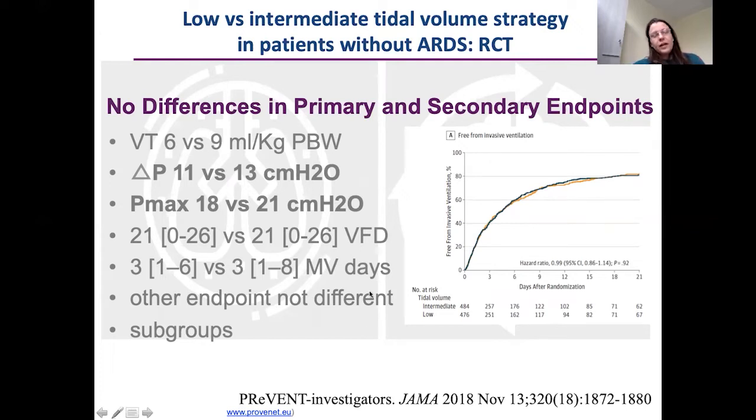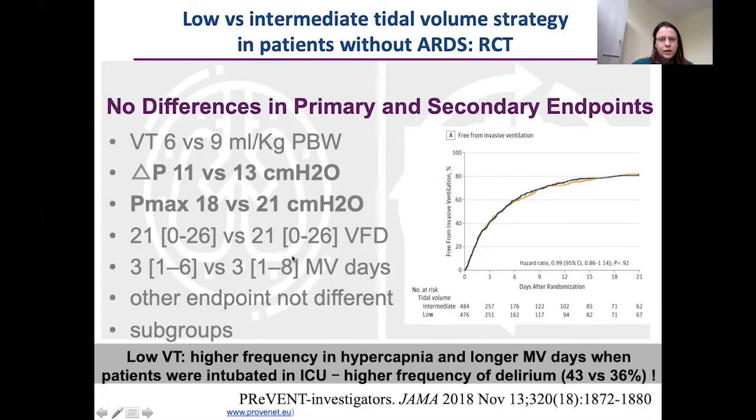This is one study, a randomized controlled trial of the PREVENT investigators, which compared a tidal volume of 6 versus a tidal volume of 9 milliliters per kilo of predicted body weight, with primary endpoints of ventilator-free days and mechanical ventilation days. When we compare a low versus intermediate tidal volume strategy in patients without ARDS, there are no differences in terms of primary and secondary endpoints. Regarding ventilator-free days and days of mechanical ventilation, it doesn't really make any difference, as you can see from this graph on the right.